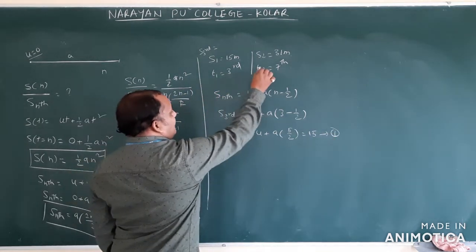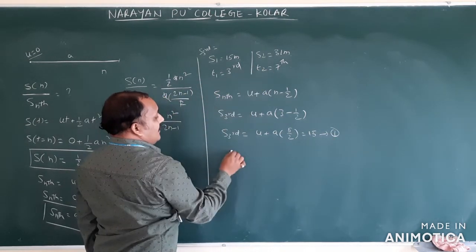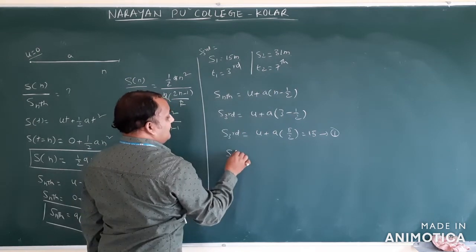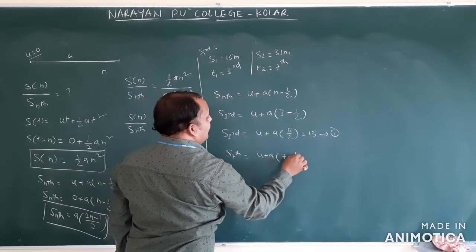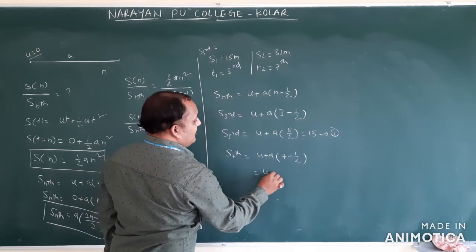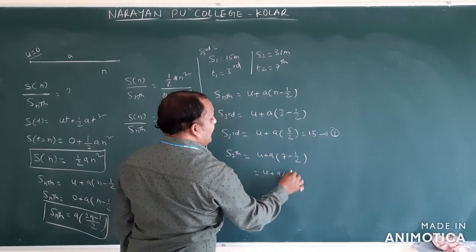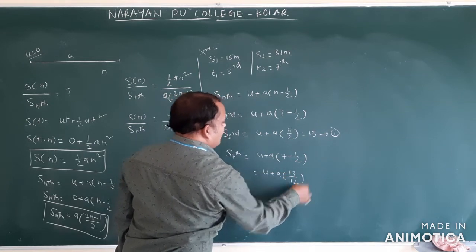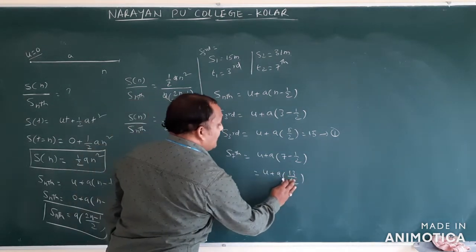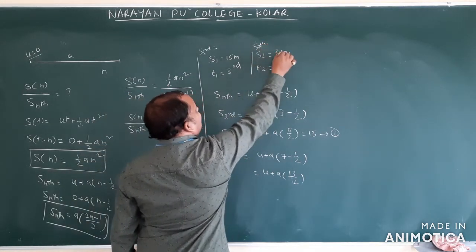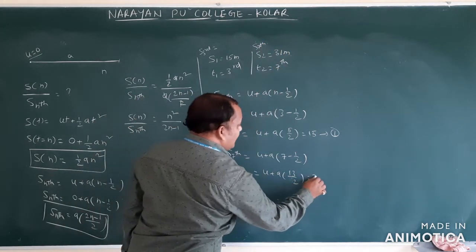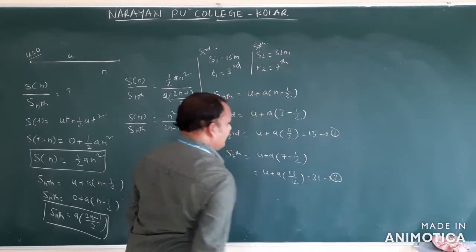Next we have to apply this for the 7th second. U plus A into, now in place of n, 7. (7 minus 1) by 2, U plus A into (14 minus 1) by 2, that is 13 by 2. So the 7th second is S2. For the 7th second, how much did they give? 31. So U plus 13 by 2 A is equal to 31, called equation number 2.